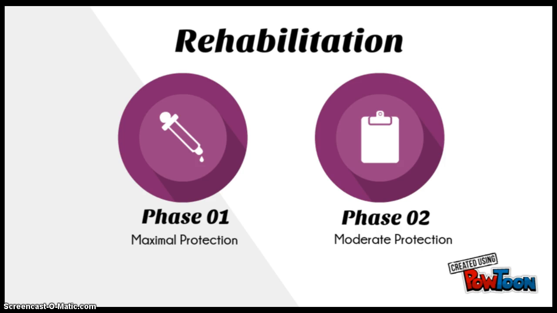In phase 2, which is moderate protection, you will reduce the use of your sling, and your strengthening exercises will be more challenging. Exercises like strengthening of shoulder blade, which is your scapula, and rotator cuff muscles will be added. Those are the muscles that provide stability to your shoulder. At this phase, you must avoid heavy lifting with your arms.